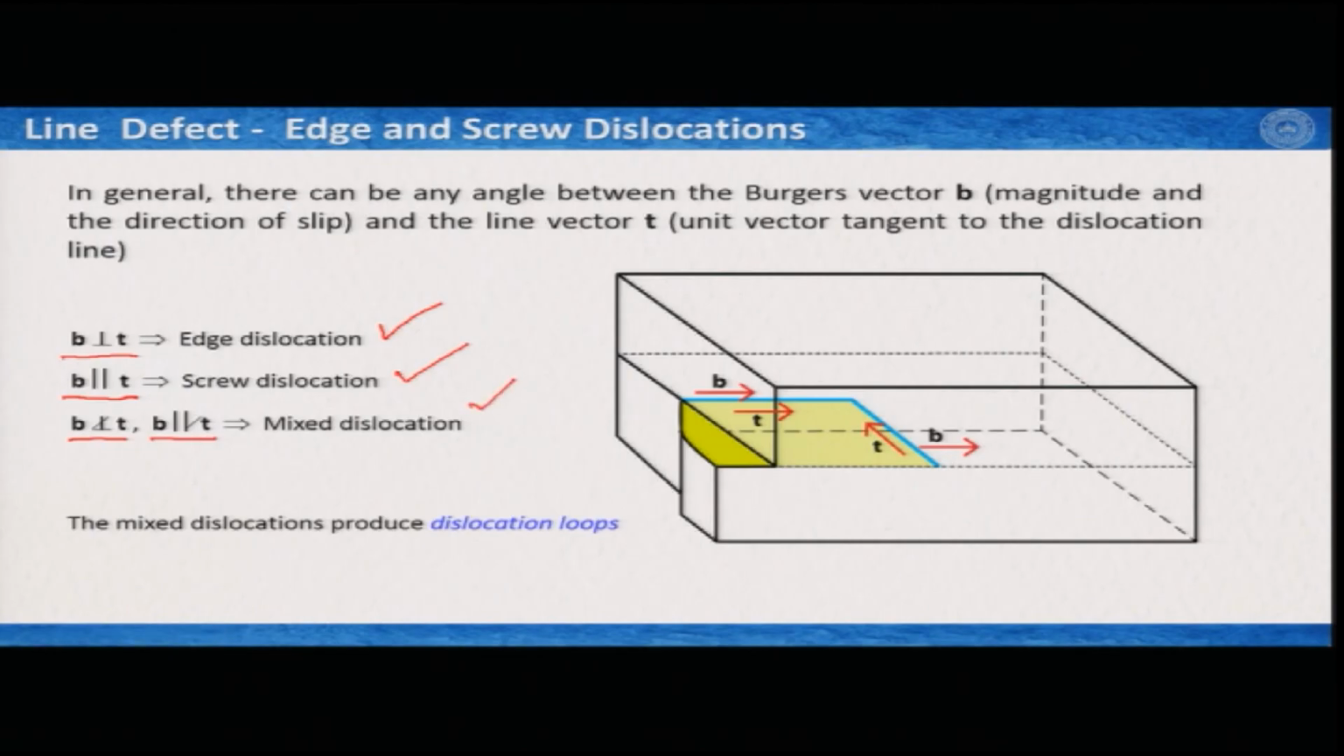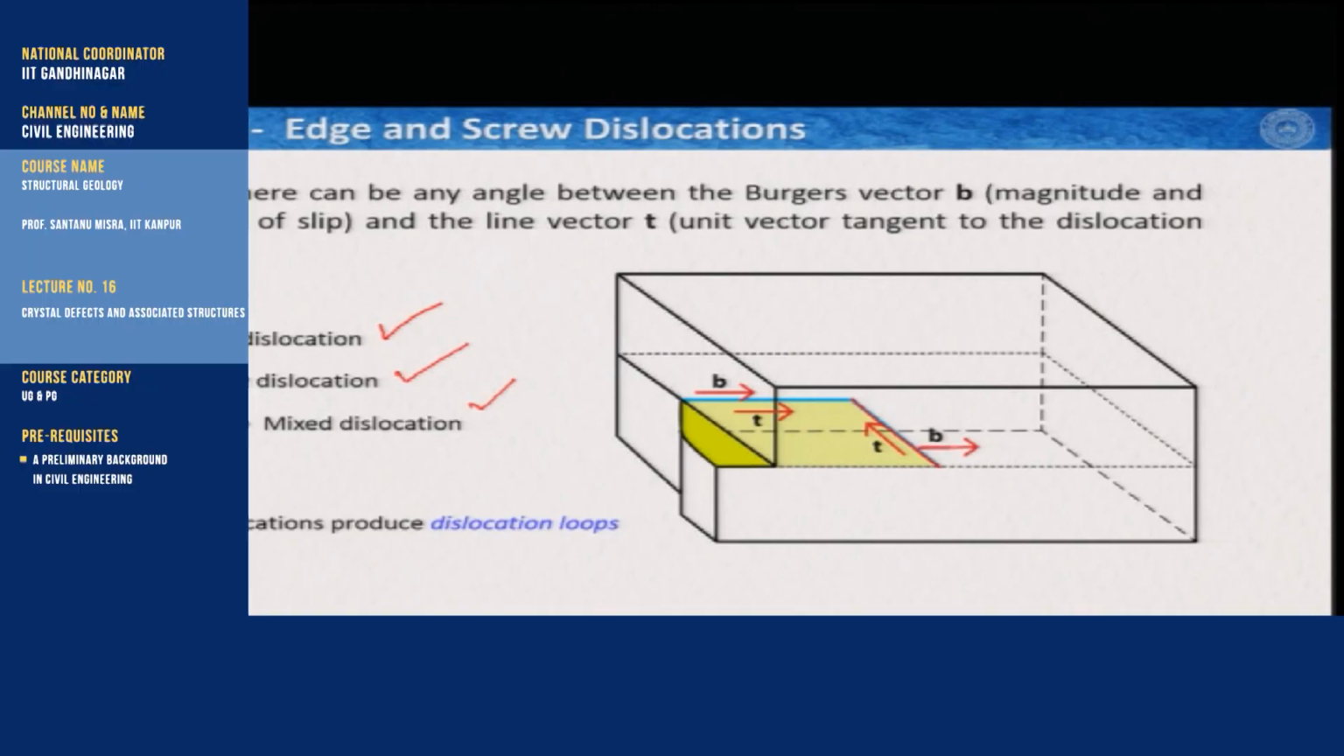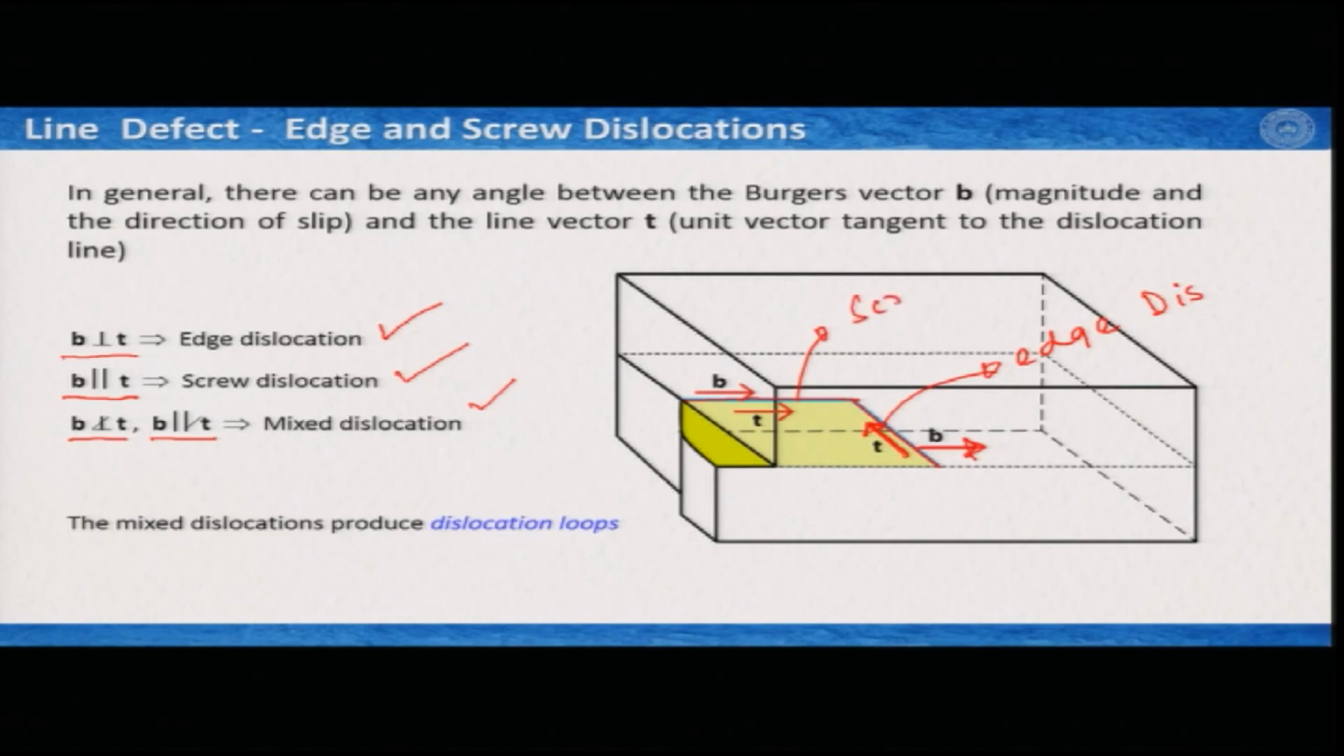So, what we see in this illustration is what we have learnt. Here B is directed this way and T is directed this way, and their mutual relationship is perpendicular. So, this is my edge dislocation. But here, B and T, these two are parallel to each other. So, this is screw dislocation. Now, for other relationships like mixed dislocation, they form something called dislocation loops. You just learn the term, we will not go into much detail of this.